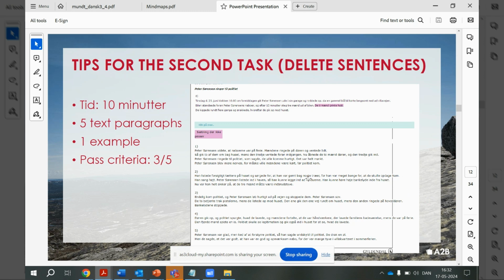The second task is to delete sentences from a full text. You have 10 minutes for this exercise, and there are 5 paragraphs, and there's one example too, so 6 text paragraphs in total. The pass criteria is to get 3 out of 5 correct. The goal here is to find the sentence that doesn't match the rest of the text paragraph. So each paragraph has one sentence you need to cross out.